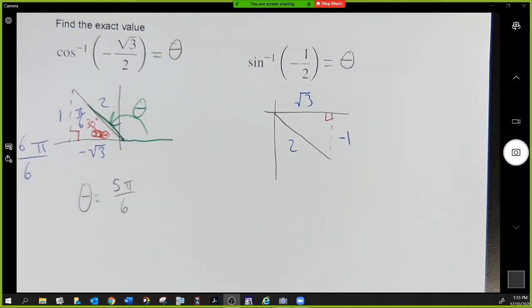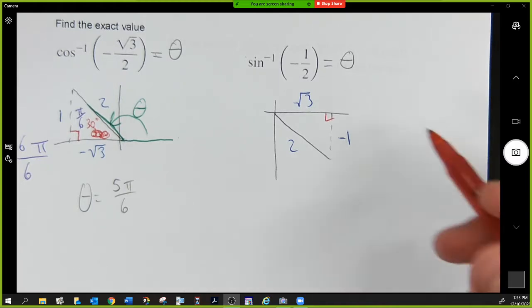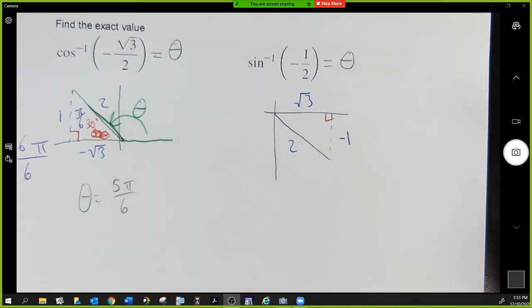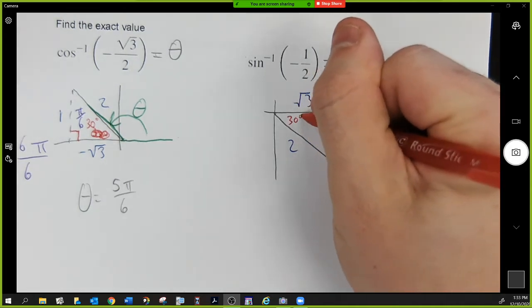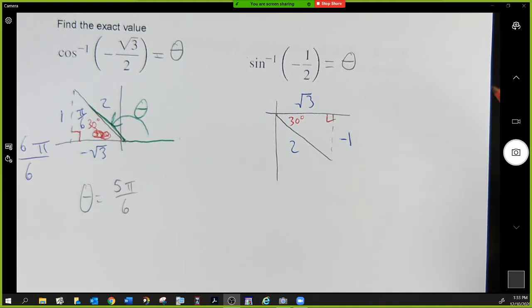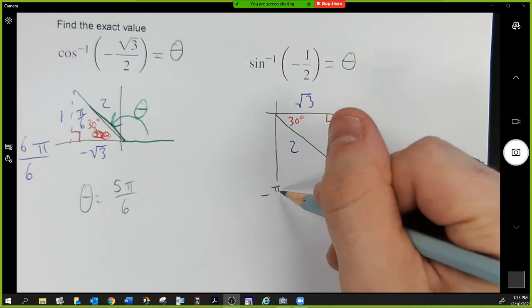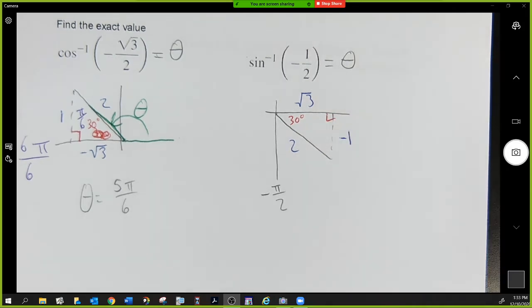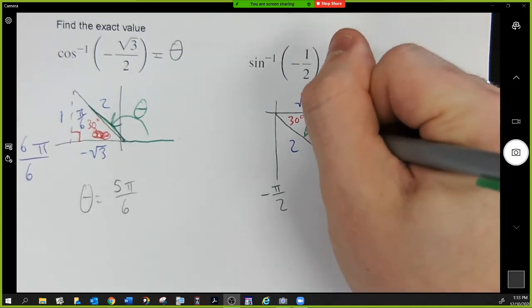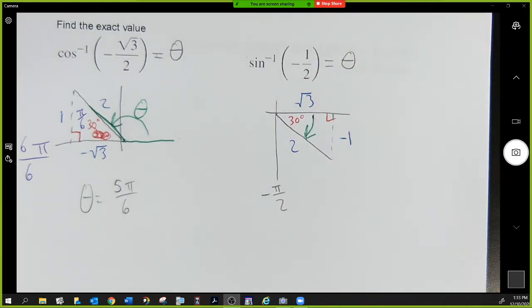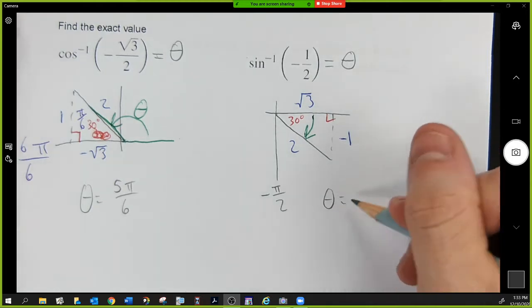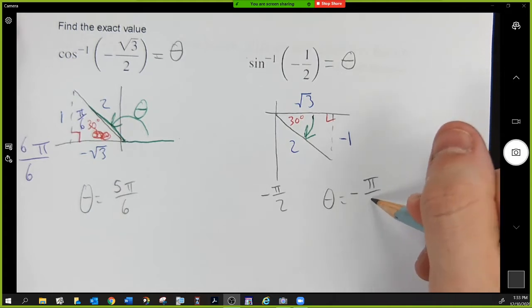Just like this question, I'm looking at this reference angle. It's across from a 1. Therefore, it is a 30-degree reference angle because it's across from the 1. But this is quadrant -1. This angle is opening this direction. That means you could legitimately say that theta is -30 degrees. But I want to use radians, so I'll say that theta is negative pi over 6.